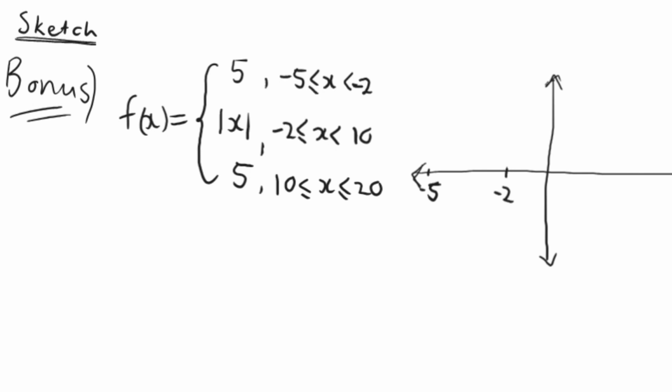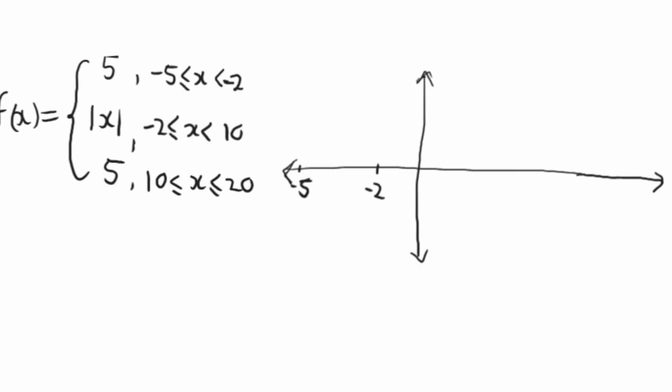And then from -2 to 10, you sketch the absolute value of x when x is between -2 and 10. So there's -2. Let's say 10 is somewhere there because of space. We won't mind, we won't draw to scale. Now again, from 10 to 20, we sketch a constant number, that is 5. We sketch y equals 5.